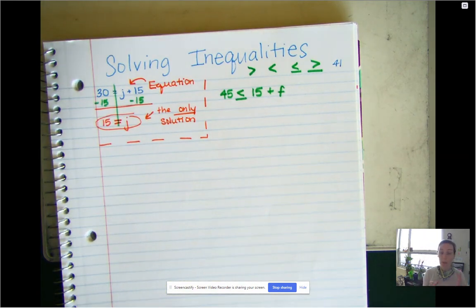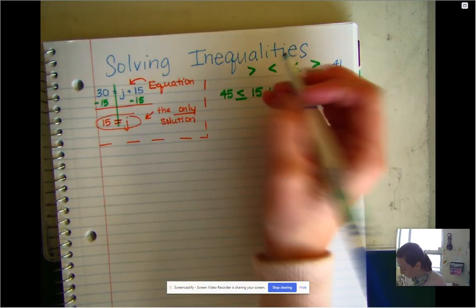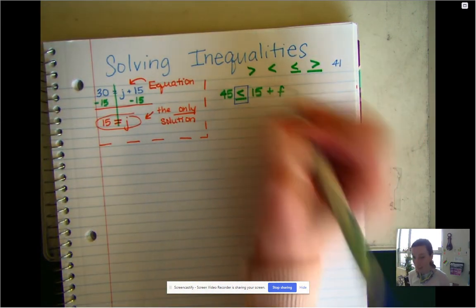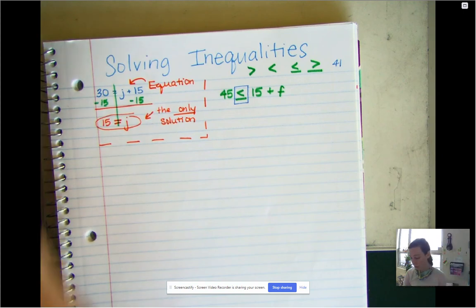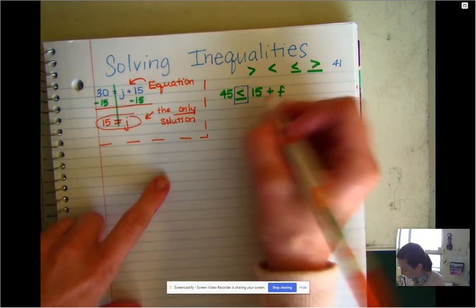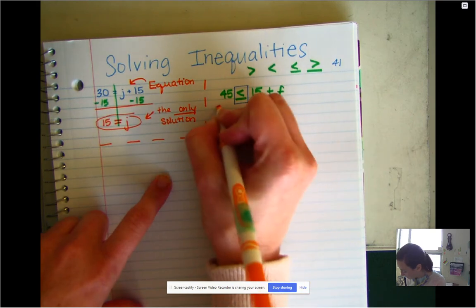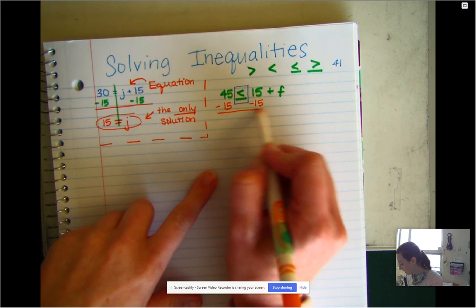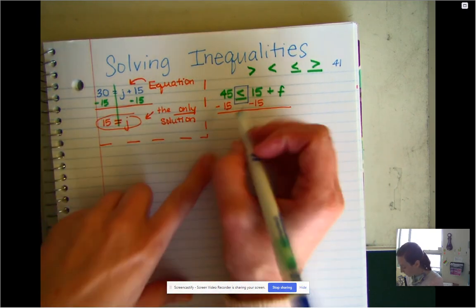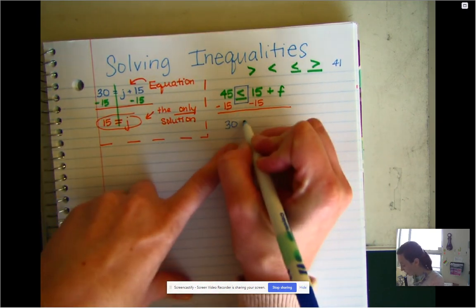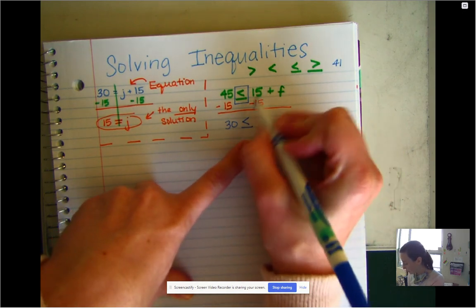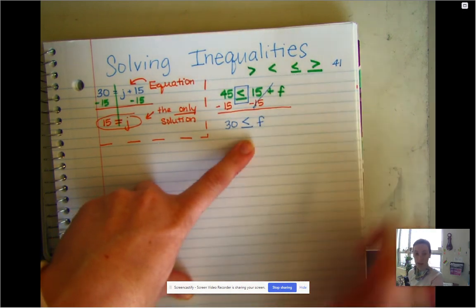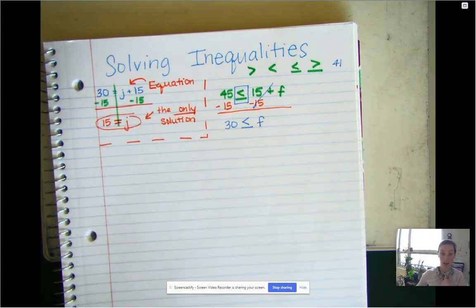I'm going to solve this pretty much the same way I would solve an equation. I'm just going to make sure that I don't forget that this symbol right here needs to stay the same throughout the whole thing. So I'm going to subtract 15 from both sides, because I'm going to take yours out of it. You're bringing 15 that I don't have to worry about. 45 minus 15 is 30. I keep my sign. Now this canceled out, so I just have F. So what this tells me is F, Miss Funk, needs to bring in at least 30 treats.